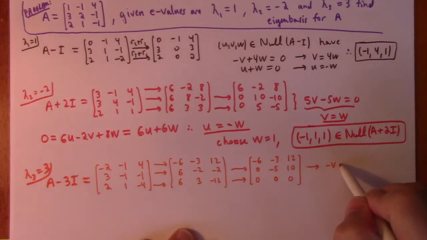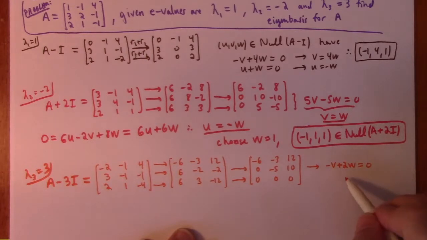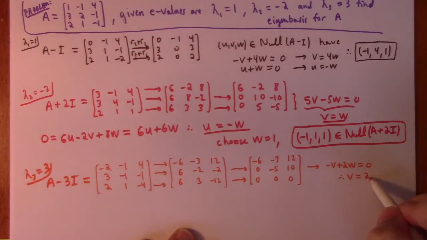tells me minus v plus 2w equals 0. So therefore v is equal to 2w. Looks like we'll be using w as a parameter again. There are other problems where w can't be used as a parameter because it has to be 0 or something. That just hasn't been the case in this problem. It's just a quirk of this example.